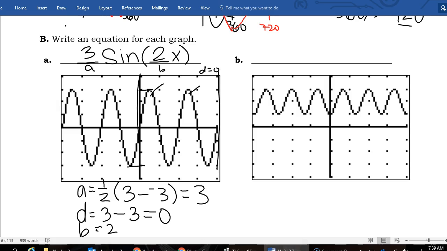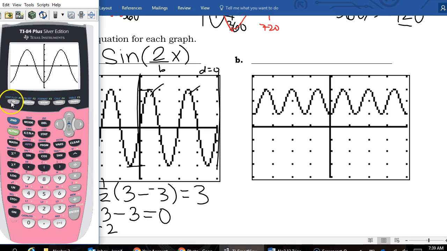If you have a graphing calculator, you can check your work, but again, checking your work isn't really necessary, but I'm going to just try typing this in. So I have 3 sine 2x, and whether we close it at the back or not isn't going to change our answer, but to me that looks pretty good.